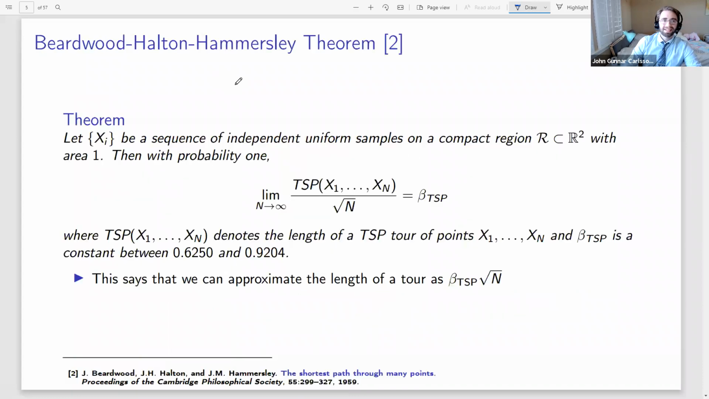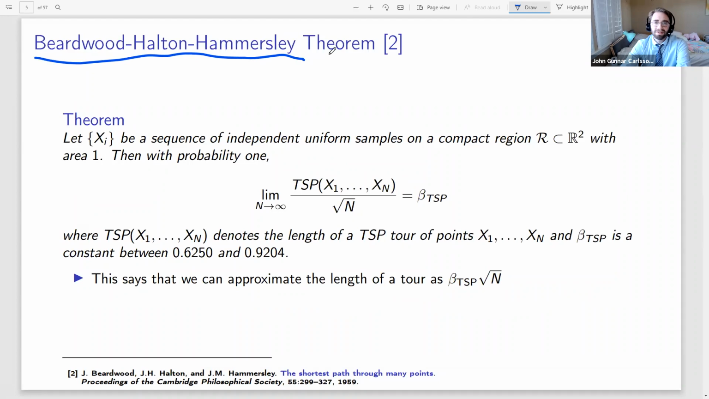So the result actually goes back to 1959. It's called the Beardwood-Halton-Hammersley theorem, usually just called the BHH theorem for short. And it says if you have a sequence of independent uniform samples in a compact region with area 1, I did the unit square, that doesn't matter, then here's what's true. With probability 1, if I take the length of the TSP tour and divide that by the square root of the number of points, that limit with probability 1 is a constant. We don't know what that constant is.